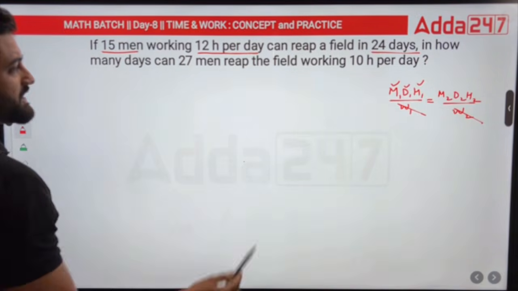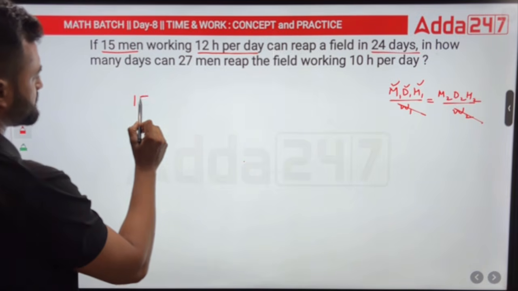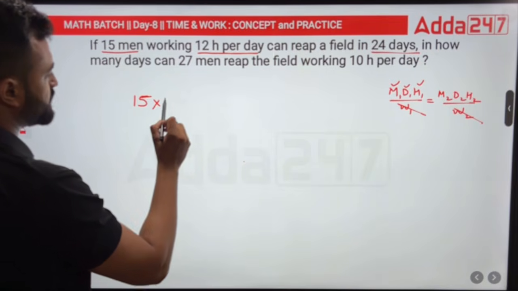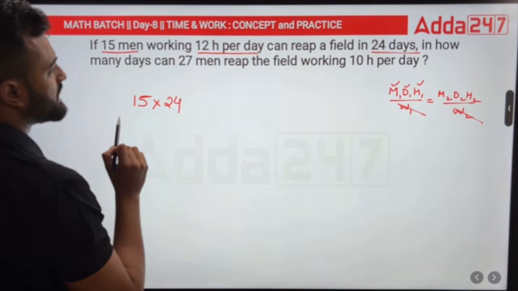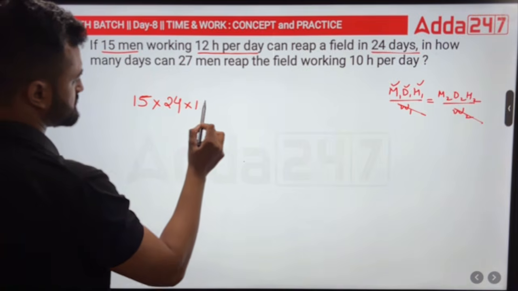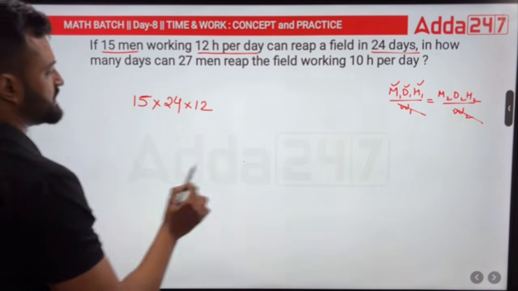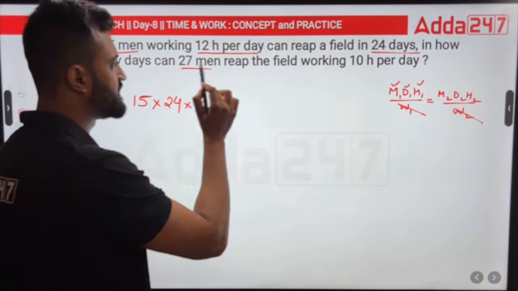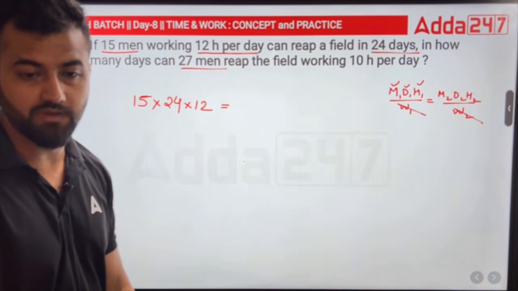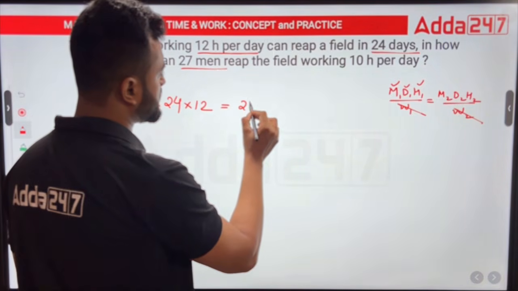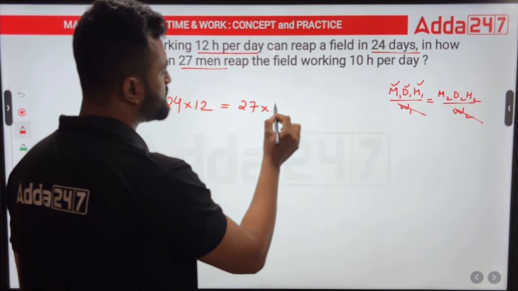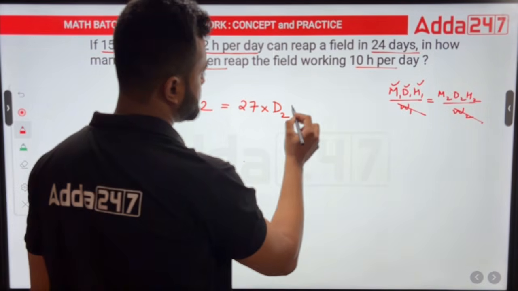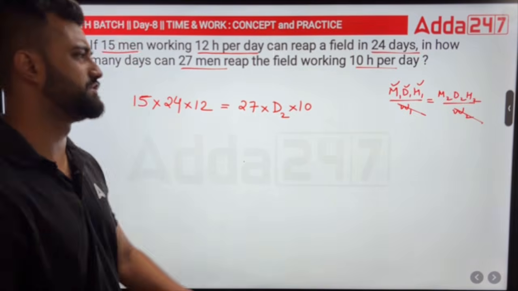So we can write, 15 men are working for how many days? 24 days. And how many hours? 12 hours. Done. This part is done. Is equal to. Now I want the same thing to be done by 27 men. I've increased the number of men, 27 men. Now 27 men are working. How many days will they take if I make them work for 10 hours per day? Just put 10 out here. Simple. Just use this formula and do it.